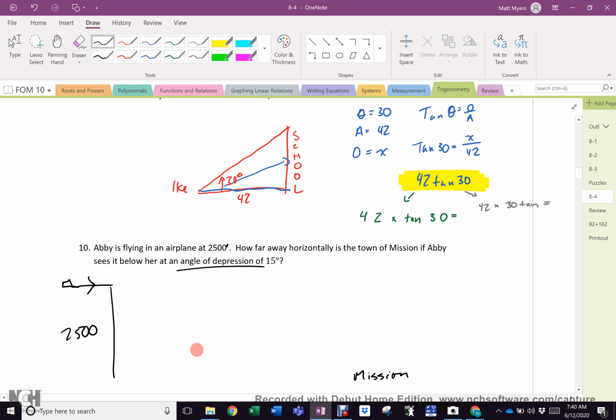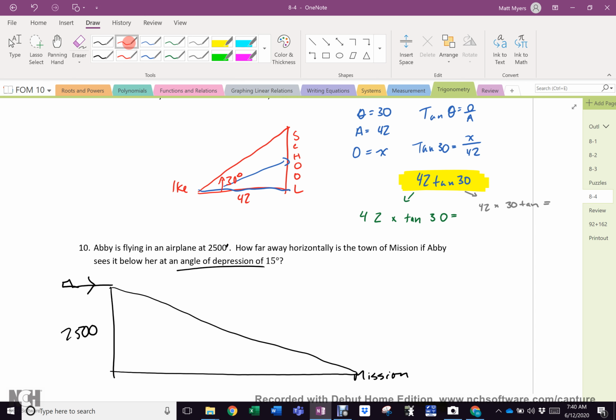Now, this is tricky because she's going to look down at the town of Mission, and some of you are going to say, well, this is her angle of depression. But that's wrong because her angle of depression, just like an angle of elevation, is here. This is 15. So, of course, that gives you this red triangle, but you're not dumb. The red triangle is the exact same as the black triangle. So if this is 15, then this must be 15, because the angle of depression from the plane would have to be the same as the angle of elevation from the ground. So there's your triangle.